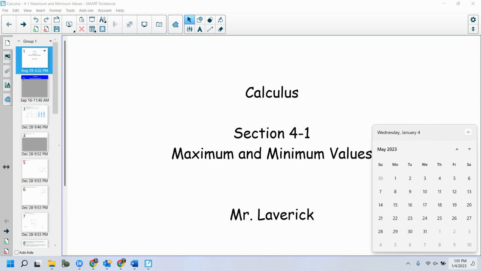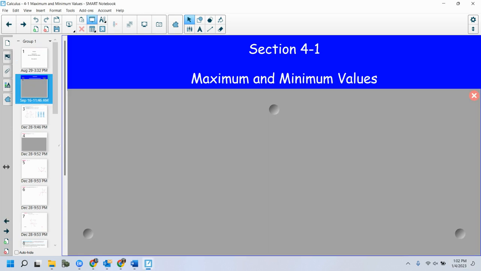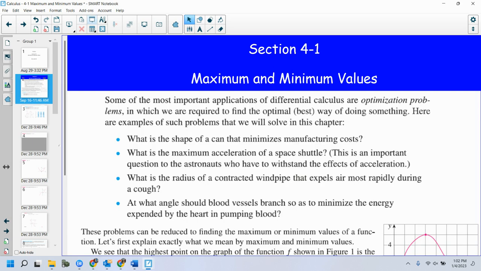Chapter 4, the beginning part of chapter 4 is all about what's called optimization. Now, when we're looking to optimize something, that word optimize really just means finding the best of, right? To optimize something means to find the best way of doing something, right? Some of the most important applications of differential calculus are called optimization problems, in which we are required to find the optimal or best way of doing something.